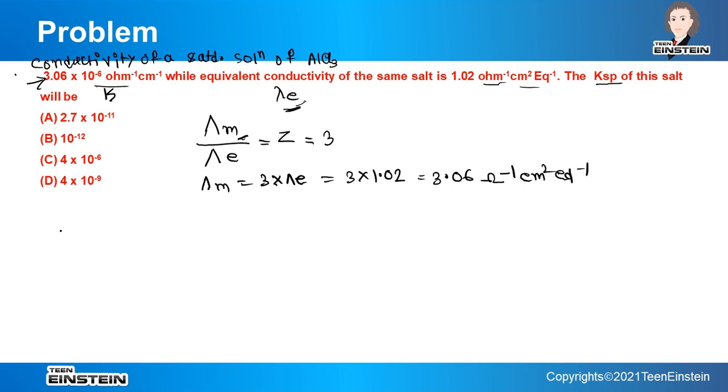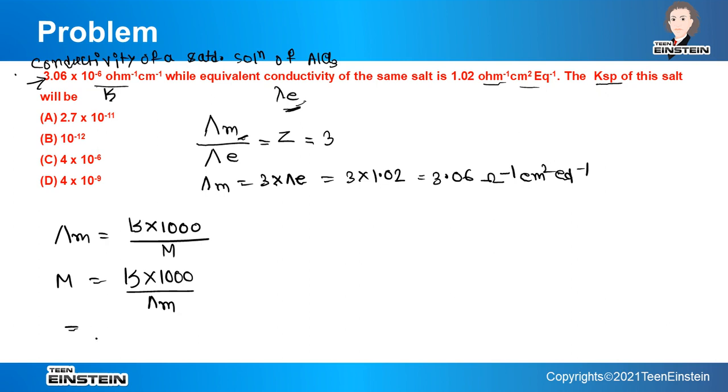Now we will use lambda m equal to kappa times 1000 divided by molar concentration, so I am writing M. Now M is unknown; basically M we have to calculate. Kappa is known, and lambda m we have just calculated. So kappa is 3.06 times 10 to the power minus 6 ohm inverse centimeter inverse, times 1000, divided by 3.06.